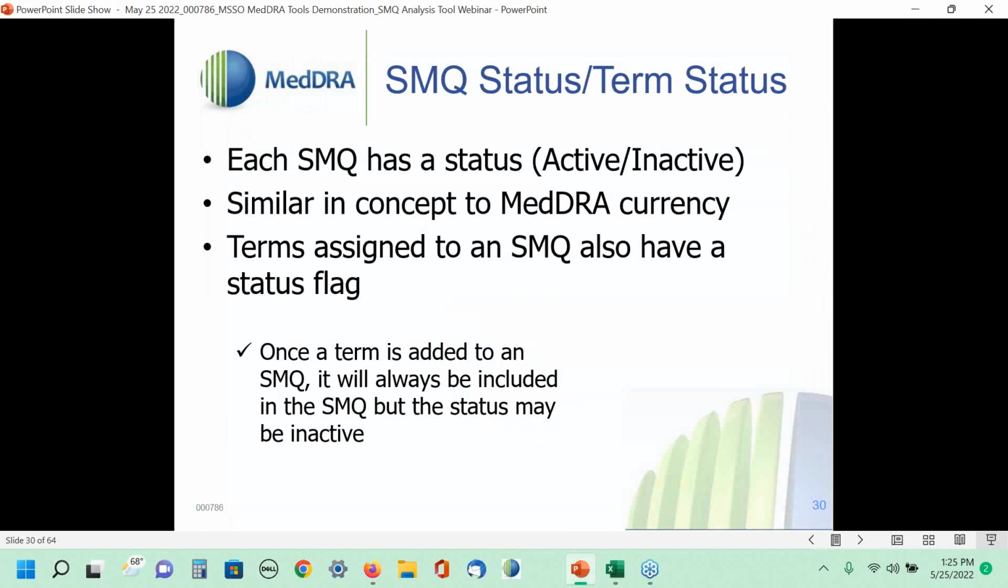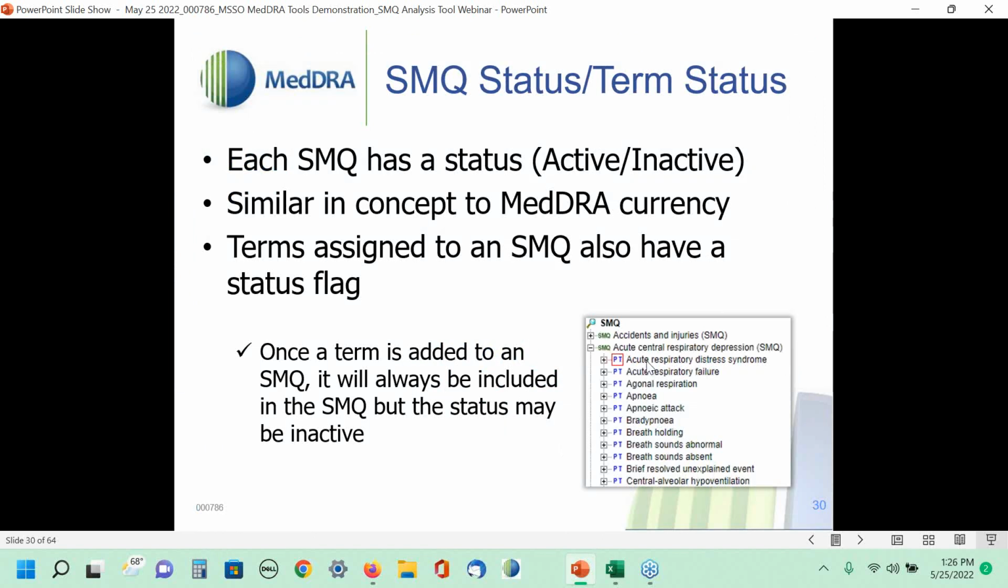An SMQ is either active or inactive. There's only one SMQ ever made inactive, and that was the one for pregnancy issues, made inactive, I believe, in version 13.1. And it was made inactive because a newer SMQ was released, which incorporated not only pregnancy issues, but neonatal issues as well. So this is similar to the concept of currency in MedDRA at the LLT level. However, once a term is put into an SMQ, even though its status may change from active to inactive, it is never taken out of the SMQ itself.